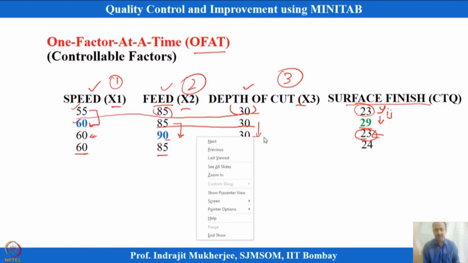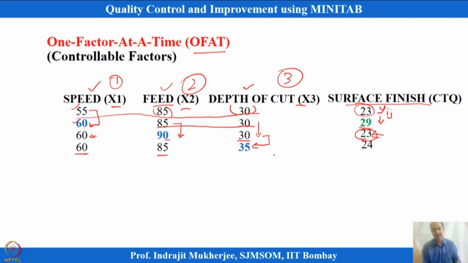So, 30 is not experimented from 30 to another position, that is 35, the other label given where I can change. So, we have changed speed, we have changed feed, and we are now changing the depth of cut. When we change the depth of cut to 35, what we observe is 24, which is inferior to the best value we have got over here.